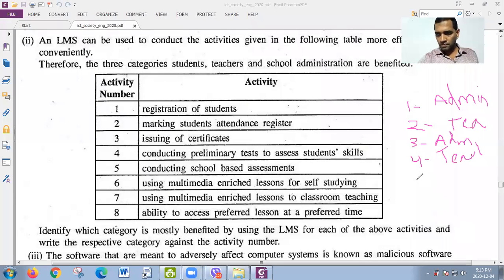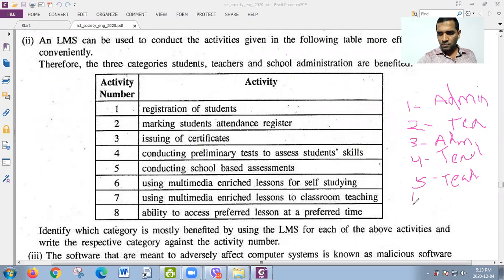Number 5, conducting school-based assessments, right? That is also related to teachers. Assessments are conducted by teachers. So the teachers can put the assessment title on the LMS, and students can download it, answer, and upload it again. So that is possible. 5.